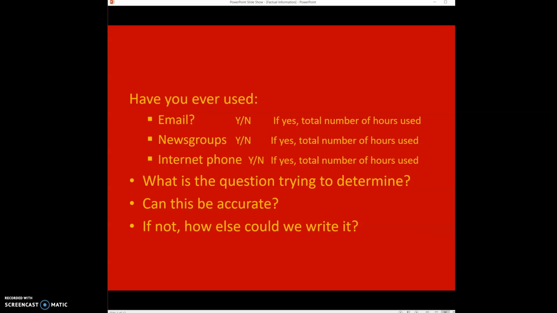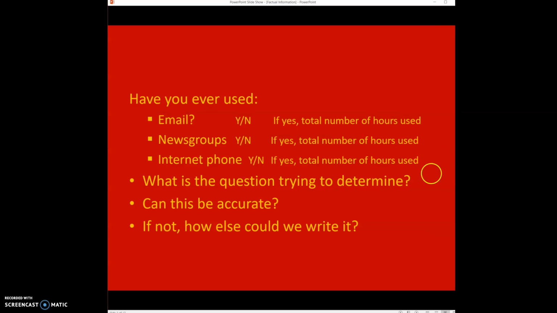So here's an example. Have you ever used email, news groups, or internet phone? We're asking them a yes/no question, and if it's yes, the total number of hours used. What we're really trying to find out is how many hours they typically use that, probably during a week, probably during a month. Odds are during the week is a safer bet, and then if you're trying to do that for the month, you multiply it.